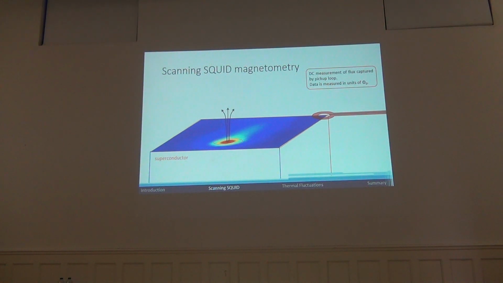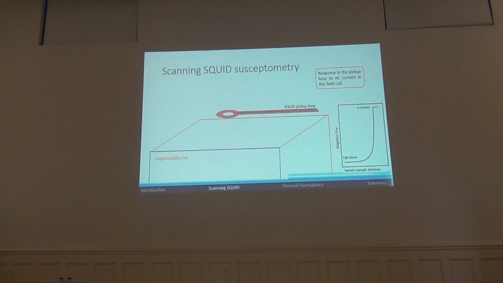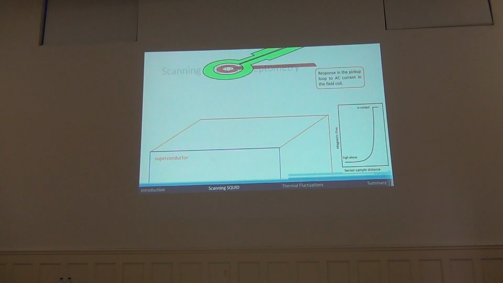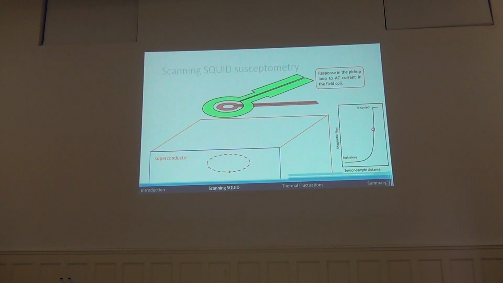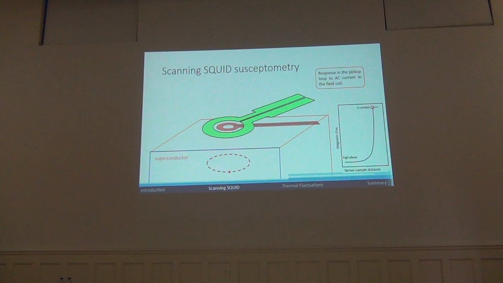In addition to the flux generated by the sample, we can measure flux that we ourselves generate, and we do this with the field coil. By applying an AC current in the field coil, I can generate a magnetic field that my pickup loop senses. Far from the superconductor, the only magnetic field that my pickup loop senses is the one generated by my field coil. But as I bring the SQUID closer to the sample, the Meissner response will create a stronger screening field, and this will create an increase in the total signal measured.